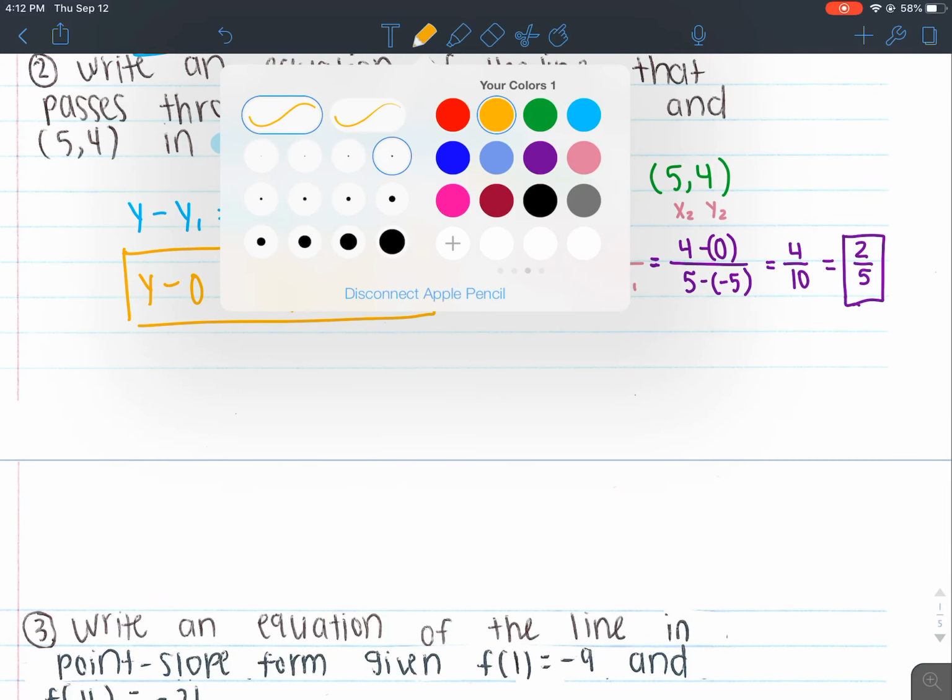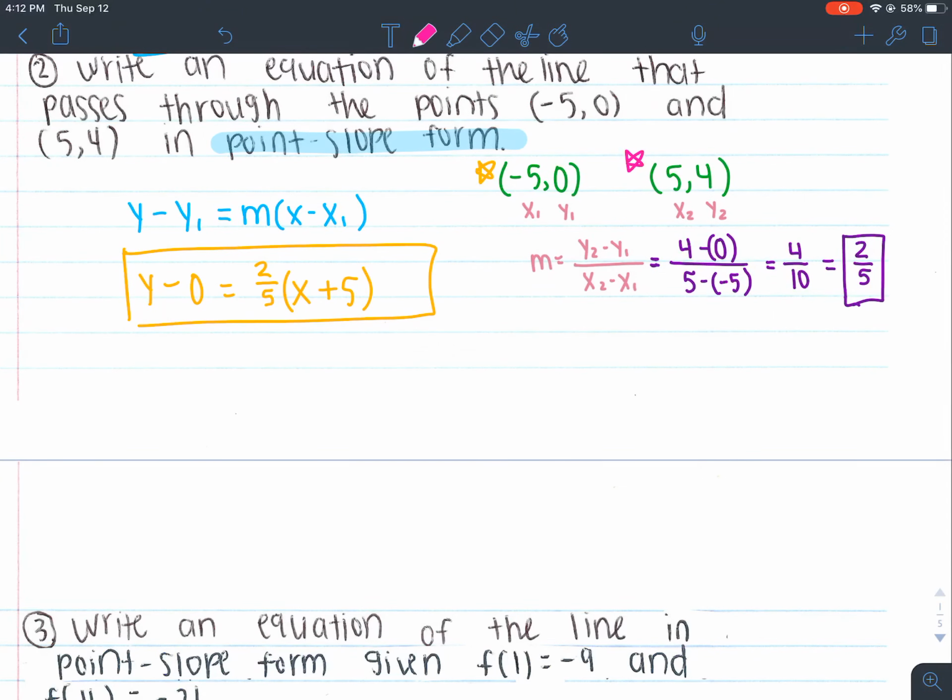You could also get another answer, which would be, let's use a different color. Let's use this hot pink. All right, I could have y, and I could have minus 4 equals 2/5, and then x minus 5. So this is another answer I could get. What's the only difference between these two? Well, they're points that I use, right? The slope is exactly the same. It just doesn't matter what point I choose. And remember, when I choose my points, make sure your y's are going in the y spot and the x's are going in the x spot.